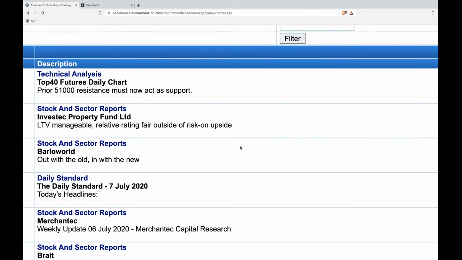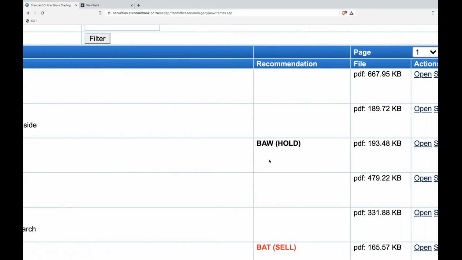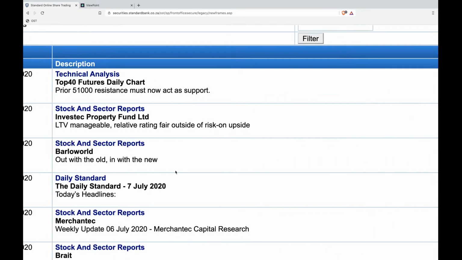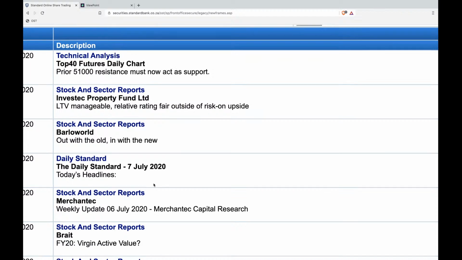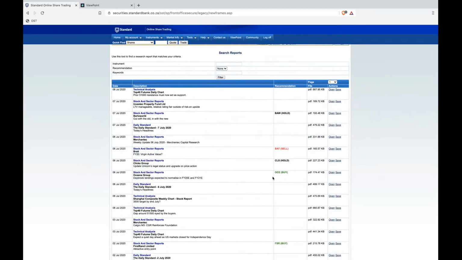Now, in the case of the Investec, not, but then Barlow World, out with the old, in with the new, recommendation is a hold. Daily Standard, which is a daily report that comes out, and you can go and delve into them, see what's available. You can also go and search if you're looking for particular ones, if you're looking for a particular stock, as the case may be. And I see a question coming through already.